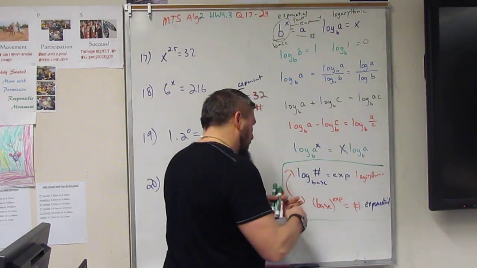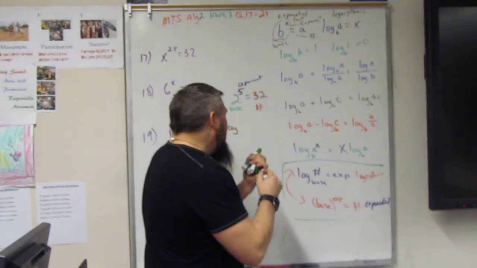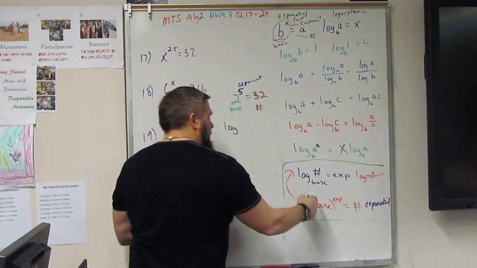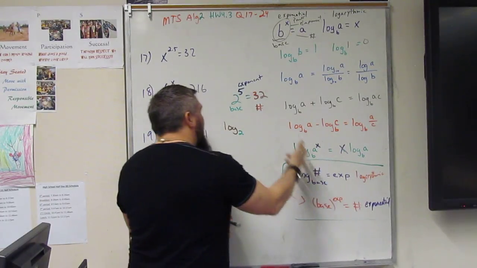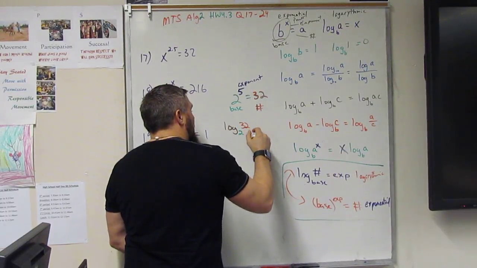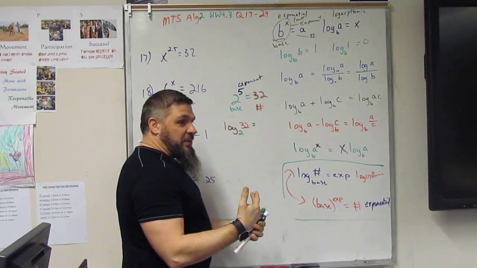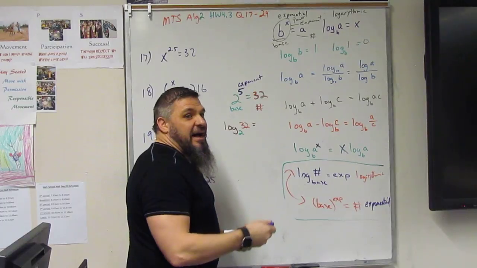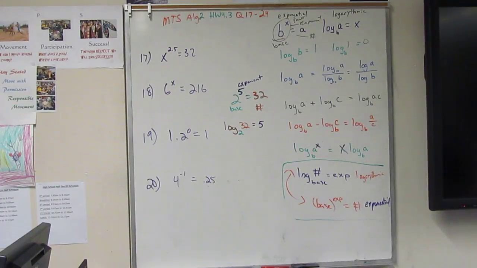Okay, so the log with a base, in this case 2, of a number, in this case 32, is equal to the exponent. And the exponent in this case is 5. So what I like to tell my students is that a logarithm is an exponent, so all the exponential rules fit.